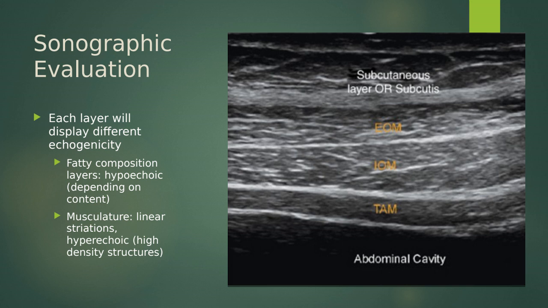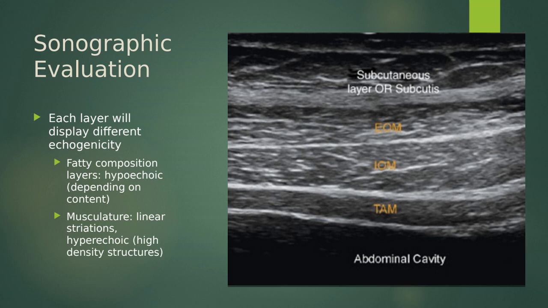What does this look like on ultrasound? Again, depending on where we're looking within that abdomen, we're either going to see rectus abdominis right along that midline, or if we're out to the sides a little bit, we're going to see the oblique muscles. Each layer should display a slightly different echogenicity. But when we get into those muscle layers, all of those muscles typically look the same in terms of echogenicity.